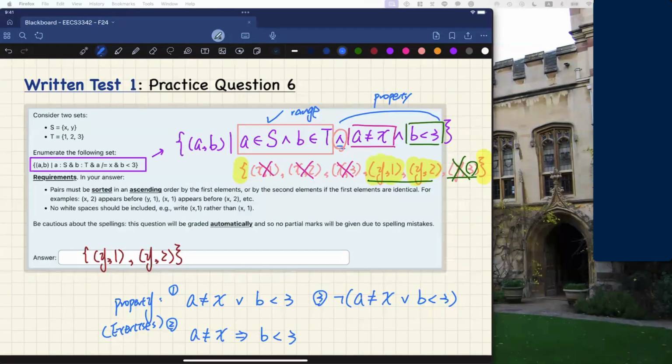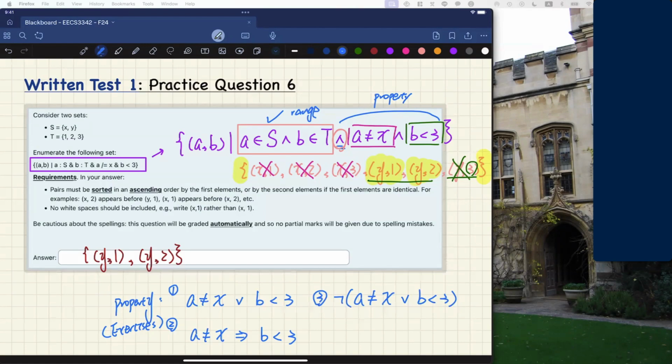Somebody has a question in the chat also. Okay, sure. Give me one moment, I'm going to go to the chat. What should we type as the answer if the range and property given lead to an empty set? Should it be in the form? Yeah, I think so.